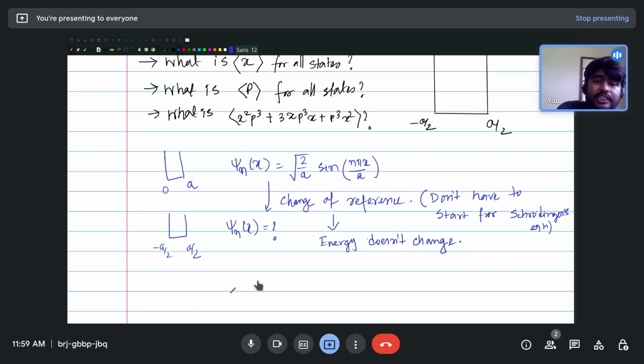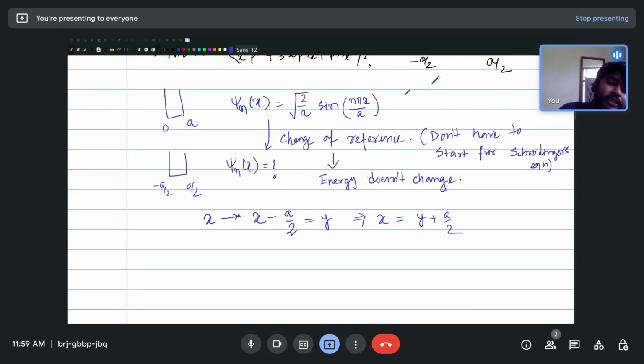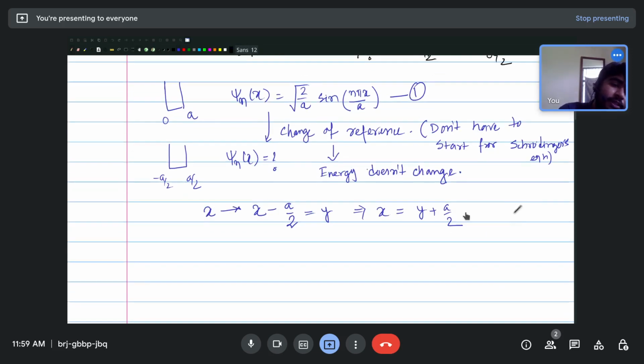So what is the change of reference that we want to do? We want to make sure that x goes to x minus a by 2, so that the origin is shifted by a by 2 in the negative direction. We'll assign this variable to y and write x is equal to y plus a by 2. We'll plug this back in, let's call this 1.